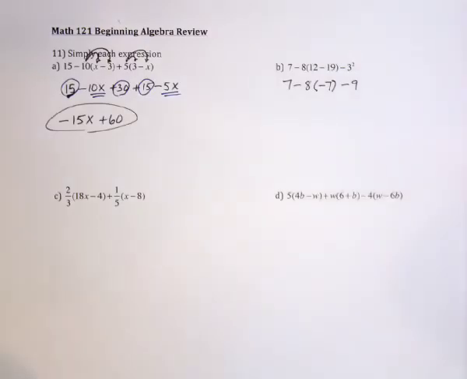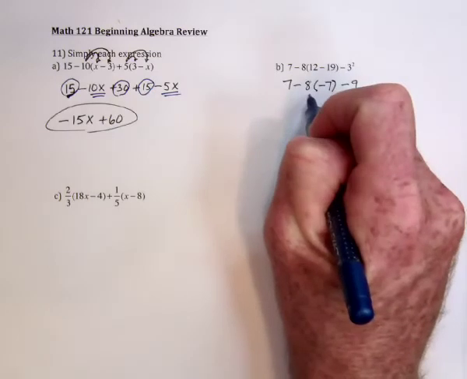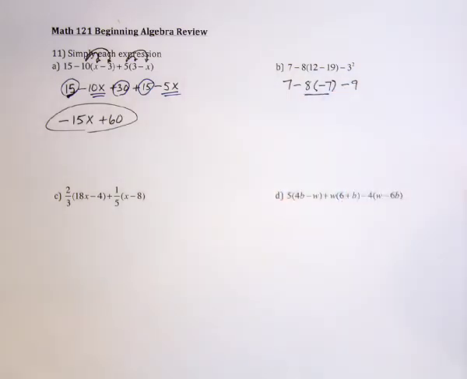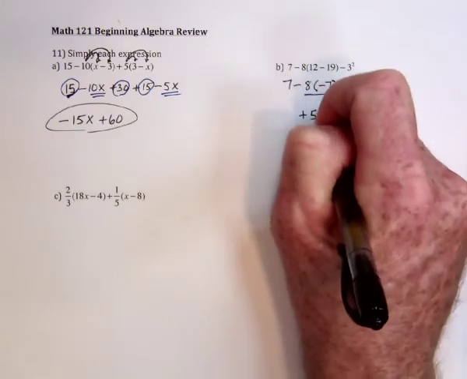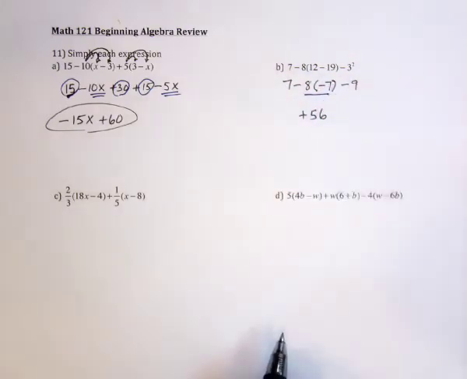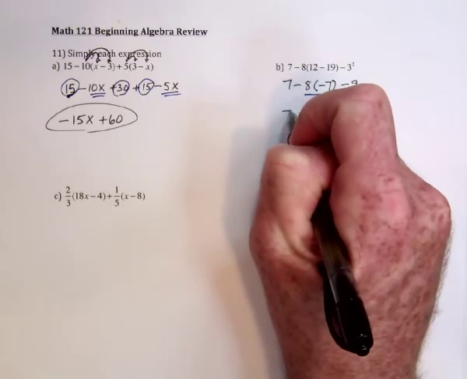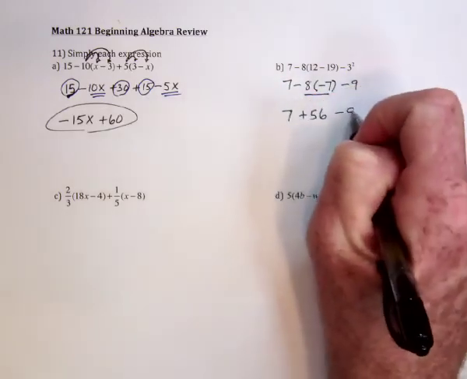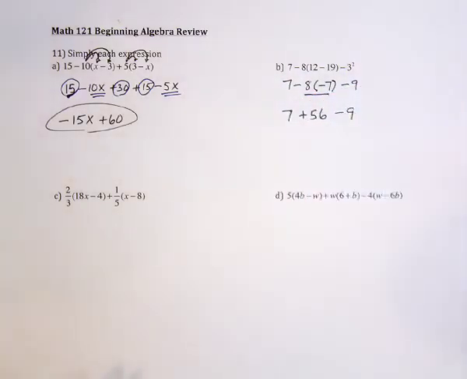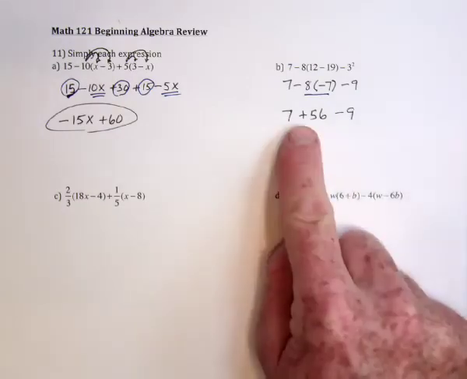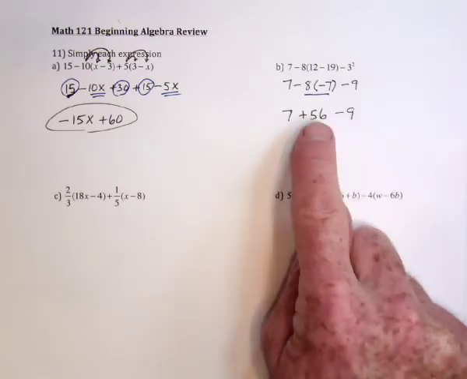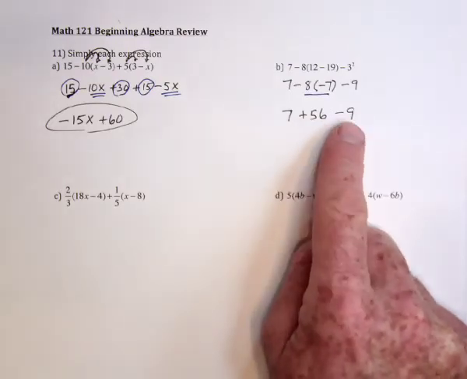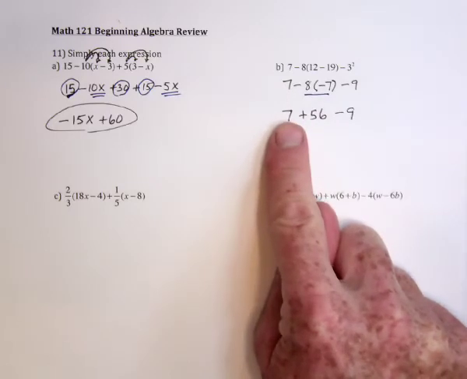Next, we need to multiply. So right here, we've got a 7 times 8 is 56. It's negative times negative, so that means that it's positive 56. Recopy the 7, recopy the minus 9. Now you can add or subtract these in whatever combination you want. You could put the 7 and 56 together and then subtract 9. You could go 56 minus 9 and then add that to 7.